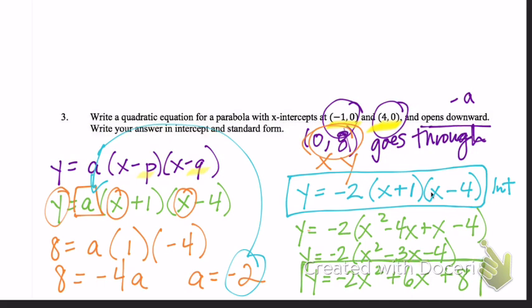So you should get y equals -2x squared plus 6x plus 8, and that is standard form.